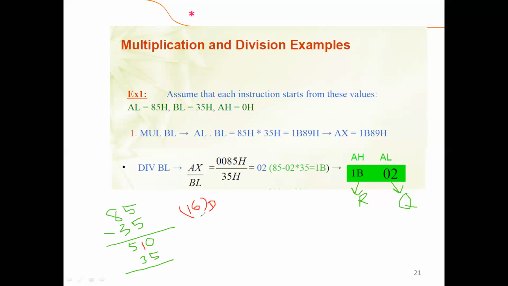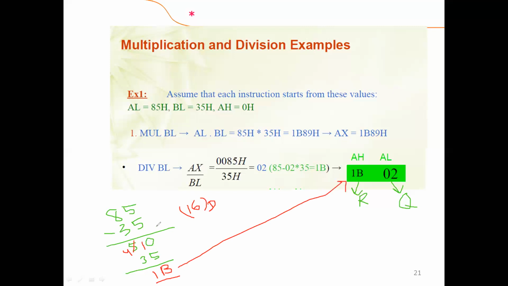We will get 11, and 11 is written by symbol B in hexadecimal. Here, because 1 was there, 4 will be left. 4 minus 3 is 1. Now 1B is the remainder. This remainder will be stored in the AH register.